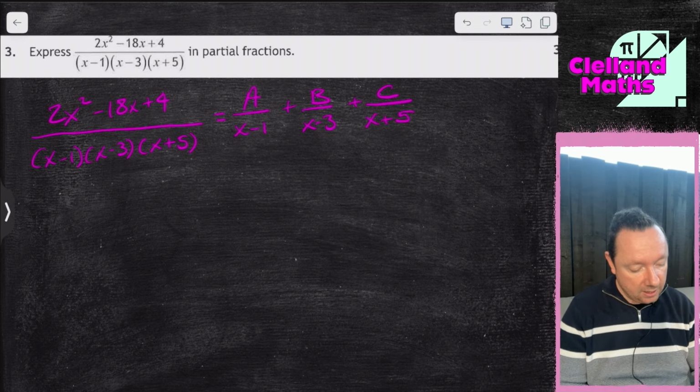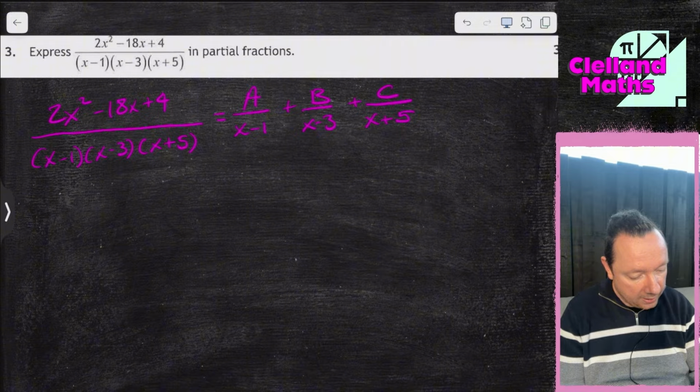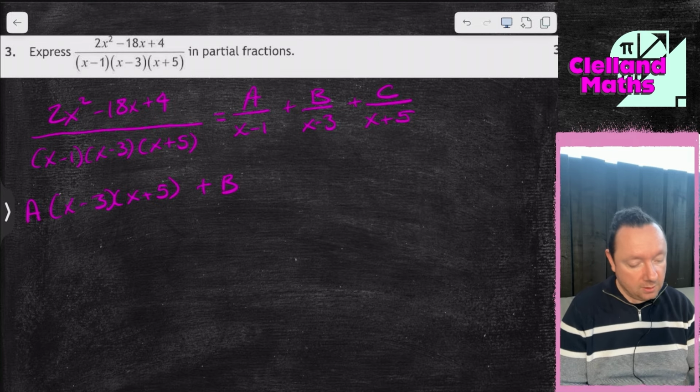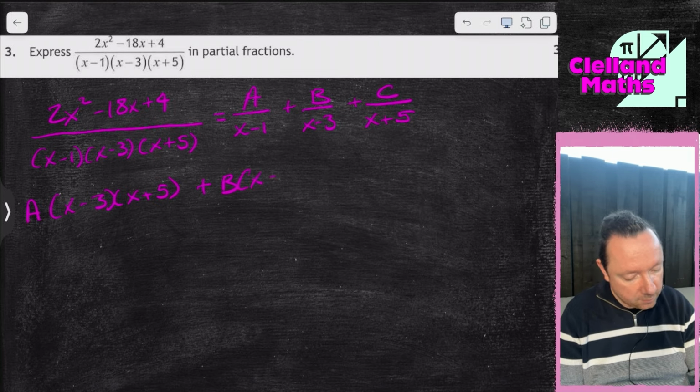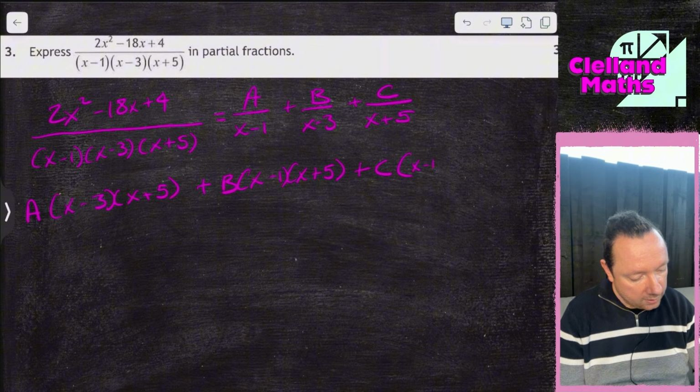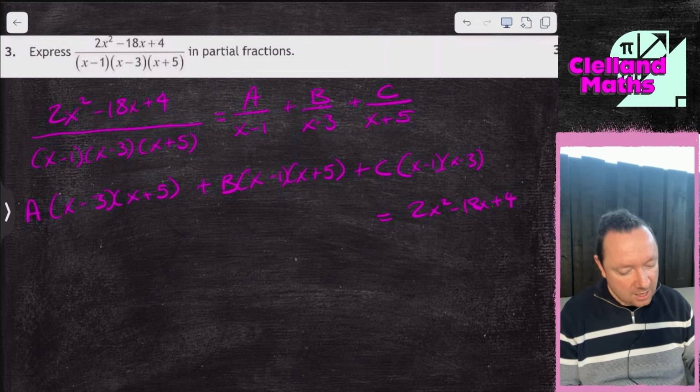So that means that the A gets multiplied by all of that: A(x minus 3)(x plus 5), plus B times everything that is underneath the A and the C, (x minus 1)(x plus 5), plus C times everything that's under A and B, (x minus 1)(x minus 3), and that all equals the numerator, 2x squared minus 18x plus 4. So then we just pick numbers for x to eliminate.